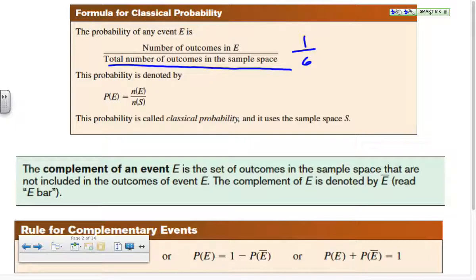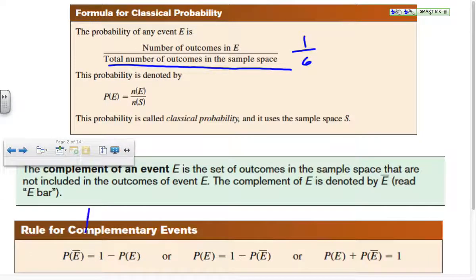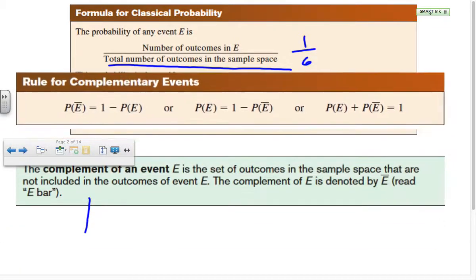The next thing we're going to talk about is the complement. The complement is the opposite probability. So what is the probability that I don't roll a 1? That's simply 1 minus the actual probability. And so this rule down here, this formula for the complement of events, is just 1 minus the probability that an event happens.